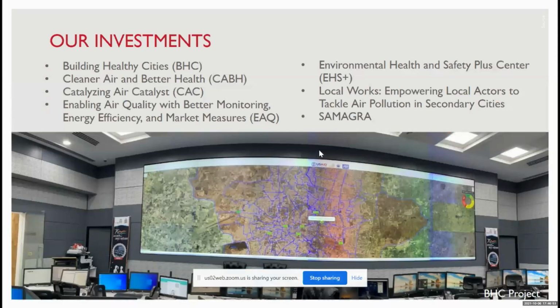Our investments are listed here, and we have the Building Healthy Cities project as well. This is one of the maps in the Integrated Command and Control Center, representing the quality of air in Indore.